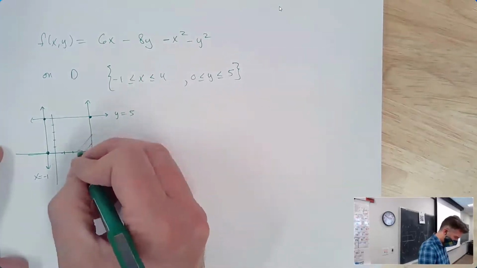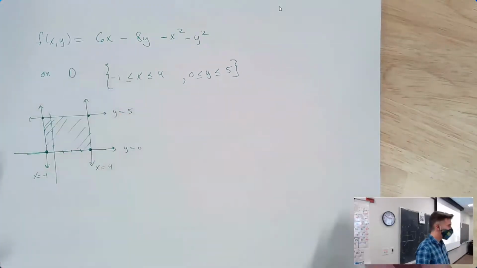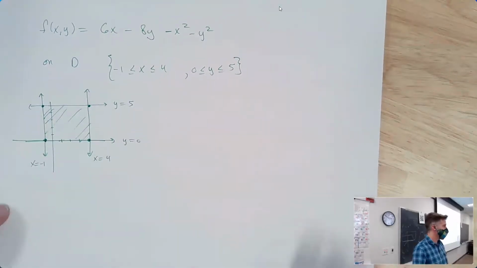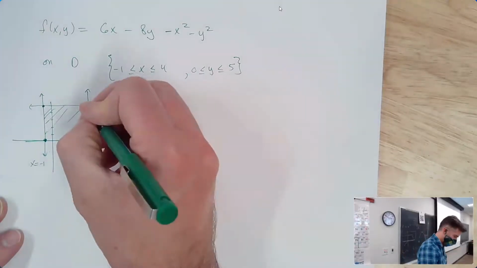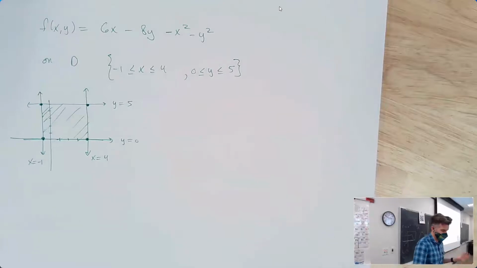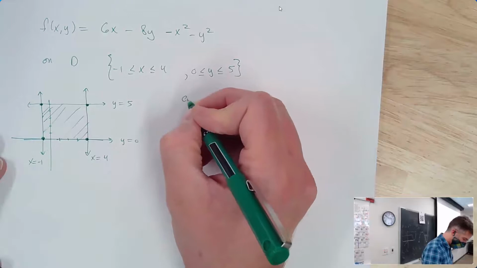Here's our region. There's the floor of our house. We were looking for what point in the house the roof is the highest and the roof is the lowest. We already have 4 points to check, those 4 corners. You might just start off by doing that, but I like to do it all at the end, so I'm going to wait. Let's find the critical points.